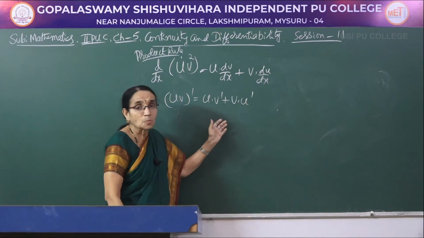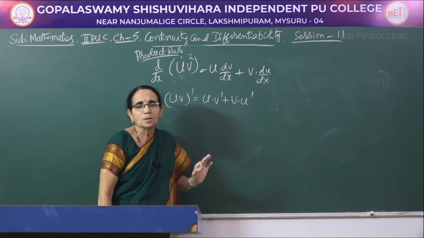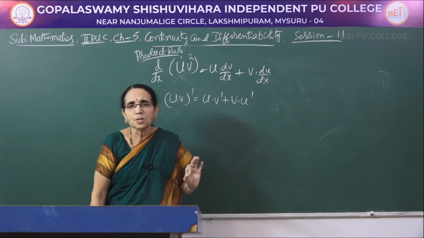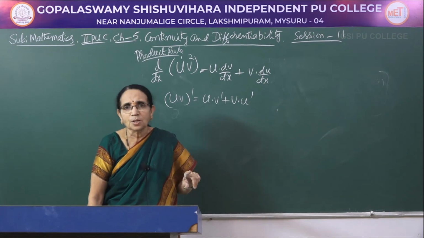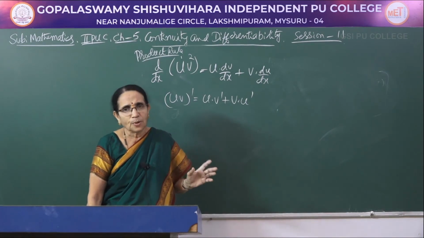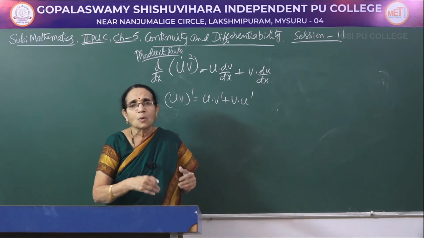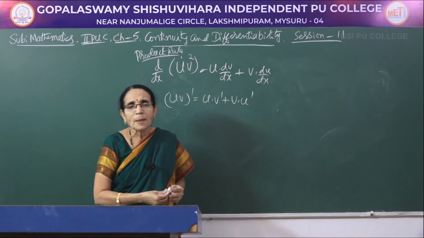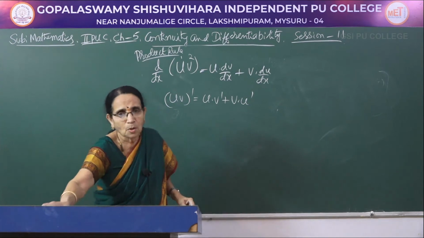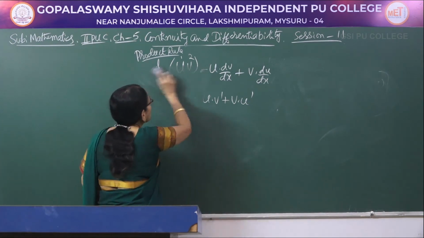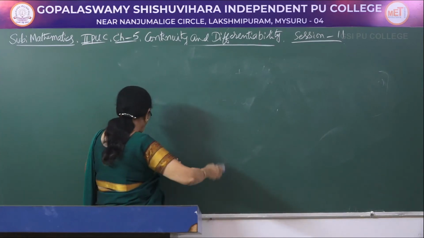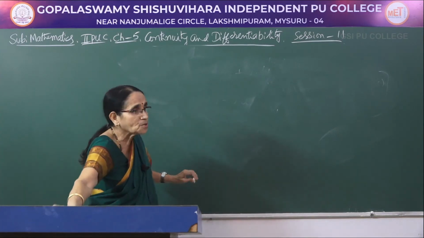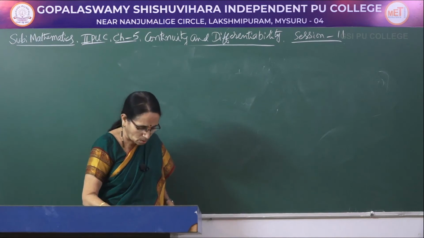This v dash, u dash may be confusing. So, always remember like this: first function into the derivative of the second plus second function into the derivative of the first. If you remember like that, whatever may be u, whatever may be v, you do not get any confusion. Okay. Now, this is known as the product rule, that is when the given function is a product of two functions.